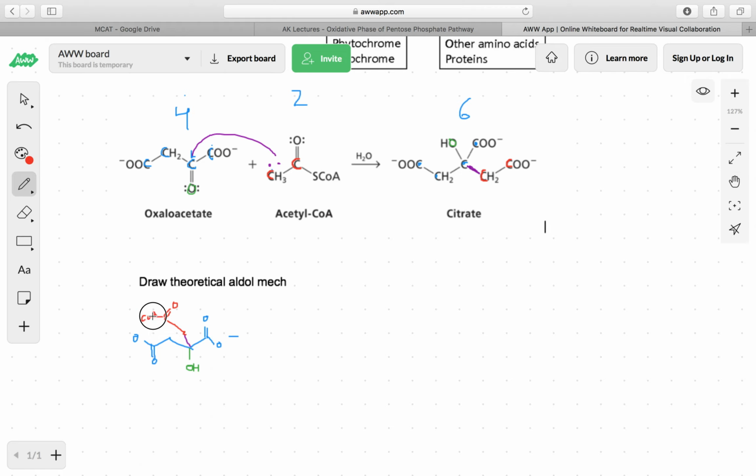So this is our CoA, but in our final product, our CoA is gone. So how we get rid of it is we still have water. Water is going to come in and act as a nucleophile, and it's going to kick off this CoA. The reason why we can kick off this CoA is what it looks like if I sort of take this and magnify it.